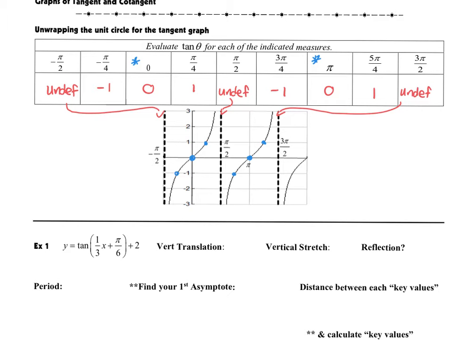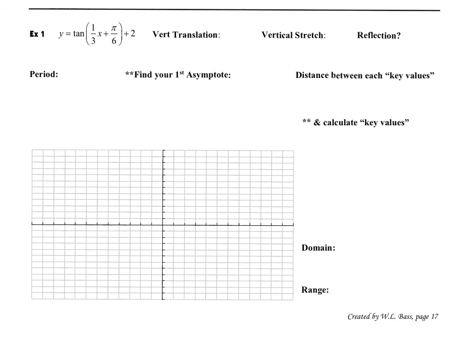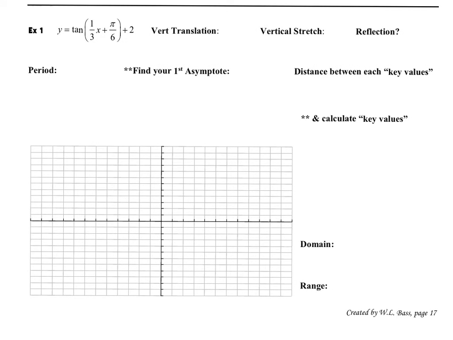Now, as always, we don't want to have to make great big t-charts every time we want to do a graph. We want to have a little bit better process to help us create our graphs. So much of our work here is going to be similar to what we did for our sine and our cosine, and thus our secant and our cosecant.